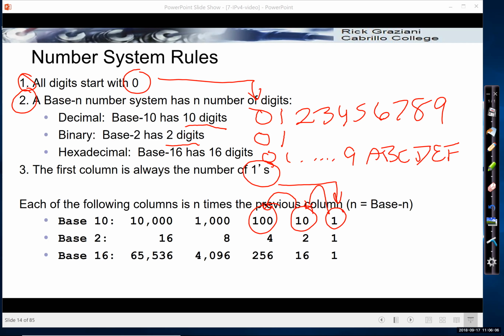In base 2, binary, also the first column is the column of ones. But because we're dealing in base 2, the next column is 2 times 1, or 2. The next column is 2 times this column, or 4. The next column is 2 times 4, 8, etc. We won't worry about base 16 here.